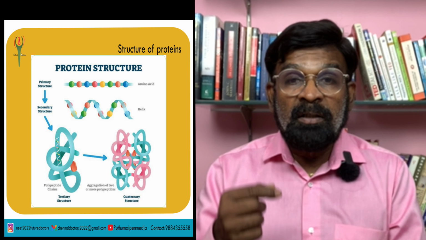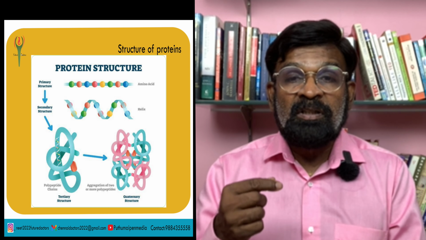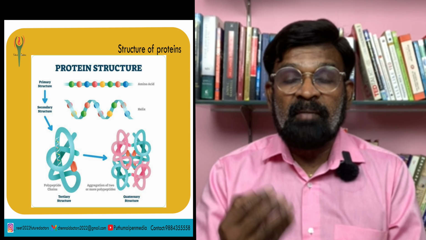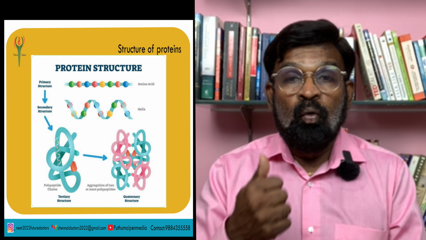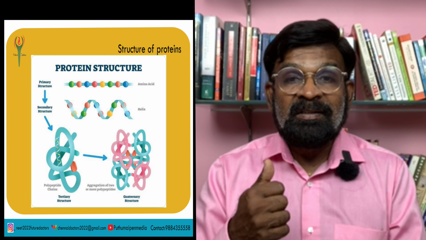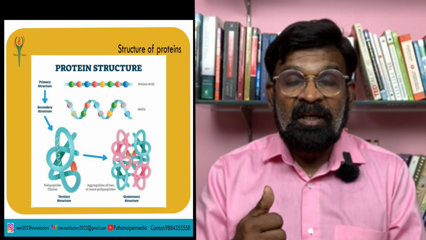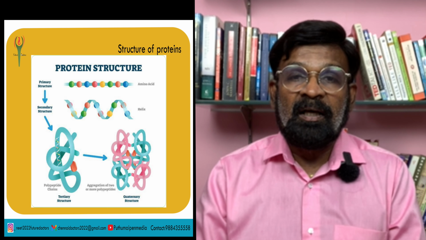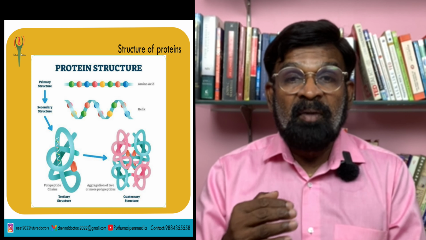Biologists describe the protein structure at 4 different levels. One is the primary, secondary, tertiary and quaternary. The primary structure is the description of the basic structure of the protein.